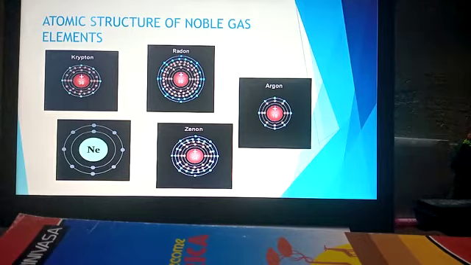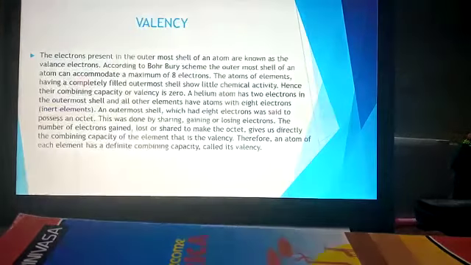The second one is 86, that is radon. Then the third picture you can see is neon, that is 10. So 2 in the first orbit and 8 in the second orbit. Then xenon, it is 54, and argon, it is 18. So 18 is 2 plus 8 plus 8. So these are the atomic structures of the noble gas elements.